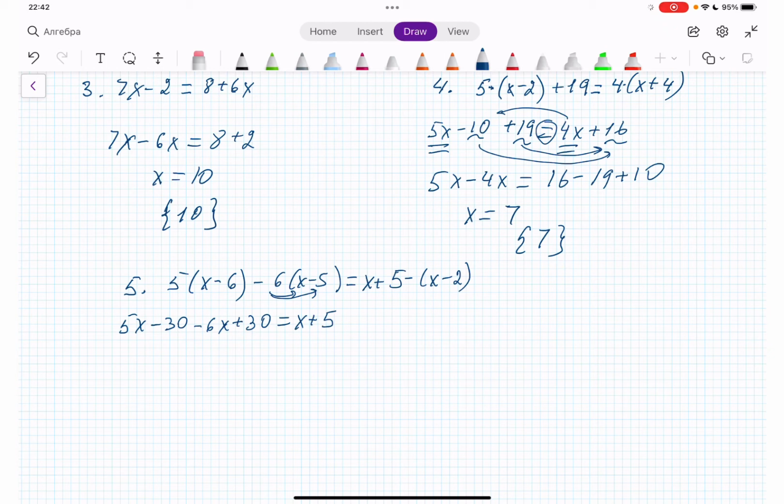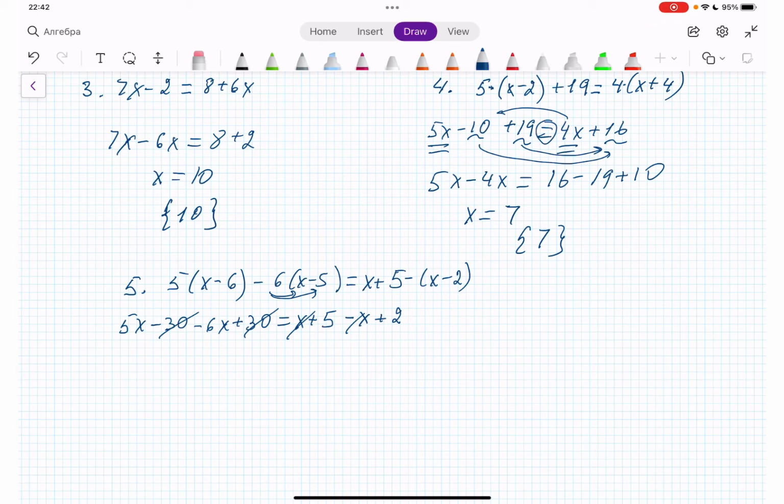minus x minus 2, because we have a negative sign in front of parentheses. It's going to flip every single sign within parentheses. So x was positive, will become negative. 2 was negative, will become positive. So what do we have? Positive x, negative x, we are canceling. Negative 30, positive 30 also canceling because it will be 0.